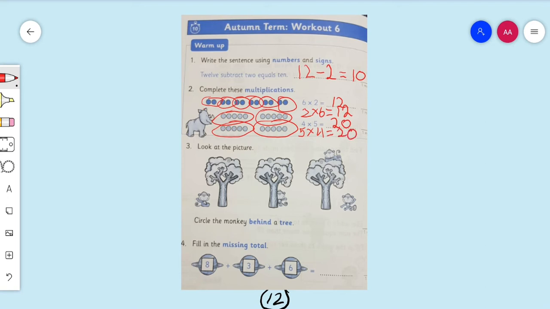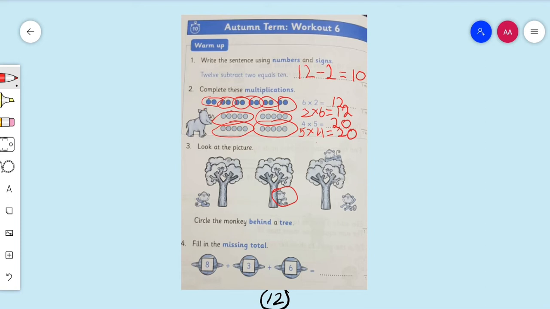Okay, now let's do question number 3. It says, look at the picture. So there's a picture here with monkeys and trees. And it says, circle the monkey behind a tree. So this monkey is on the left. So that's not behind. This monkey is on the right of a tree. So that's not behind either. This monkey is on top because it's on the tree. And this little monkey is behind the tree. And it said, circle the monkey behind the tree.